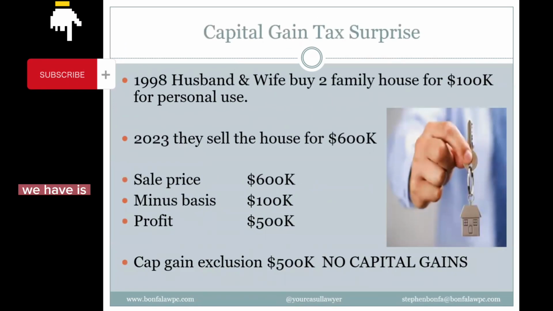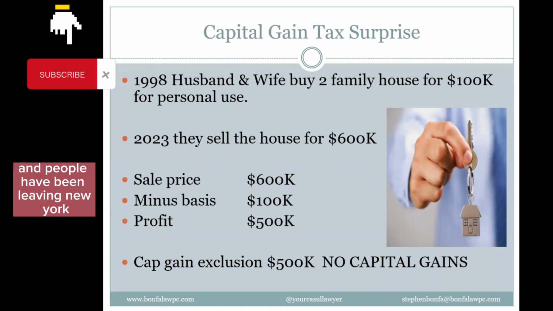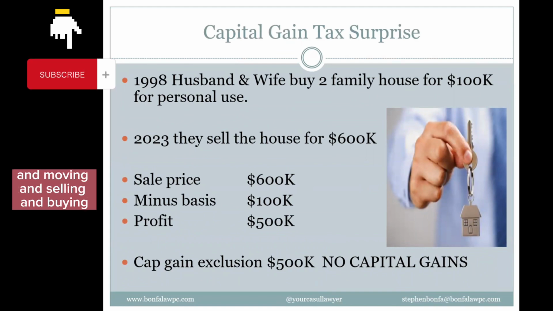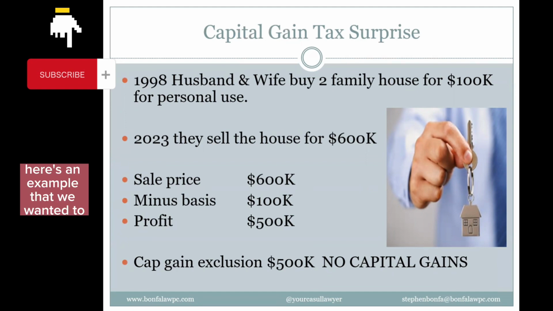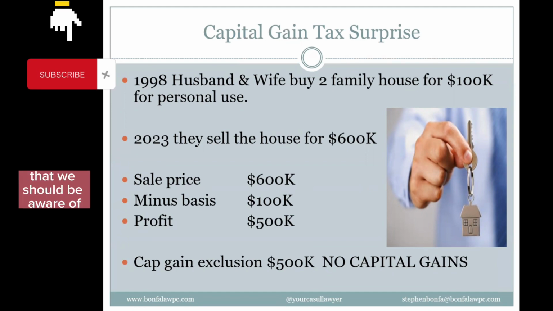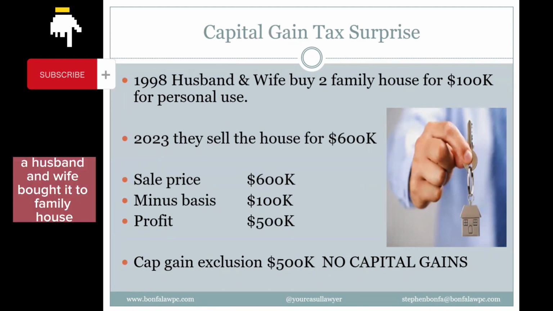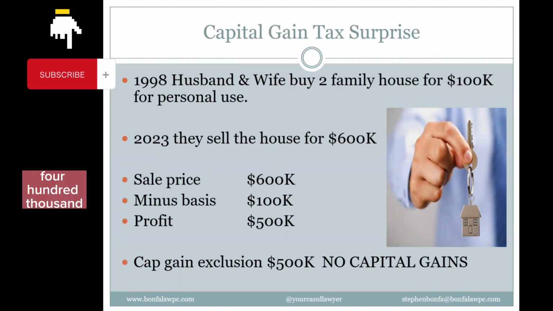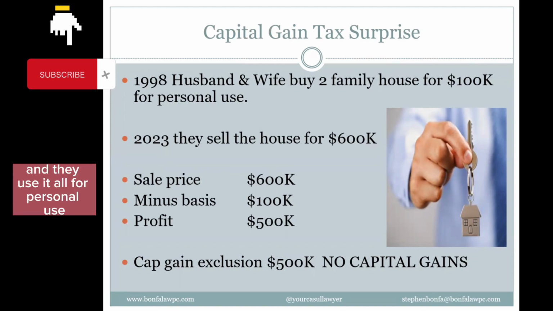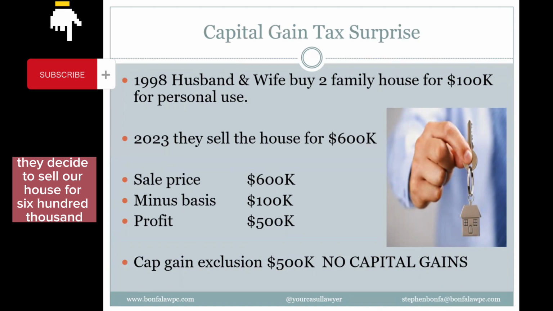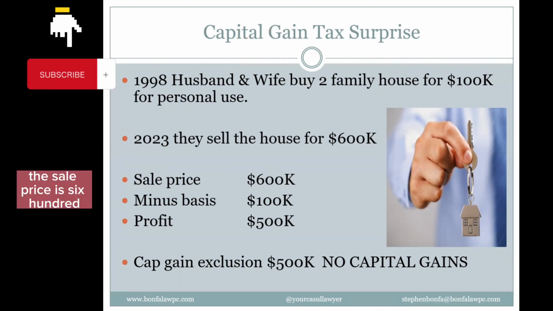So here's something that's been going on since COVID, and people have been leaving New York and selling and buying. Here's an example that we should be aware of. In 1998, a husband and wife buy a two-family house for $100,000, and they use it all for personal use. In 2023, they decide to sell their house for $600,000. The sale price is $600,000. Their basis was $100,000. Their profit is $500,000.